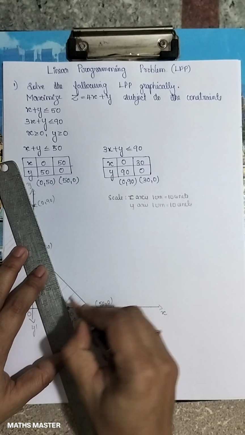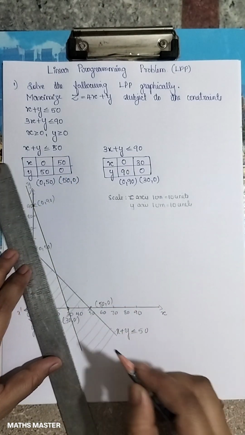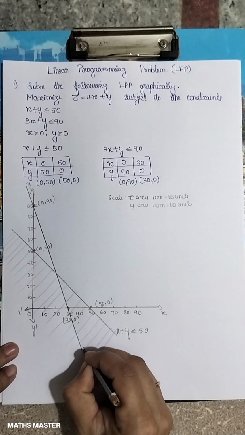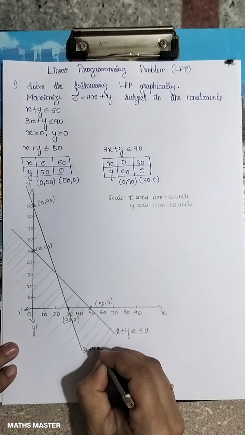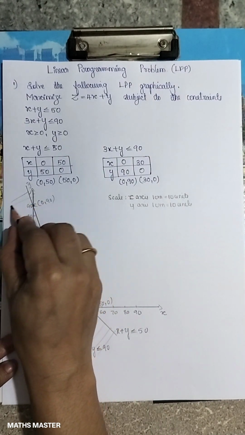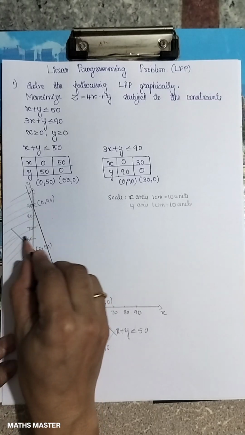So I've joined the points. After joining the points, immediately write down the name of this constraint, that is 3x + y ≤ 90. Even this is less than, so towards the left side only you have to shade.